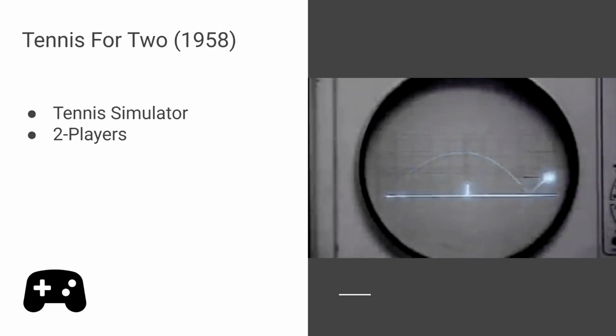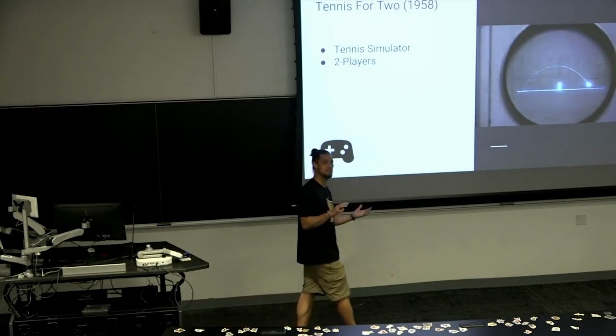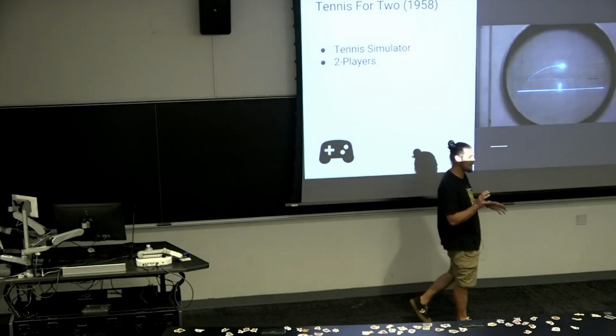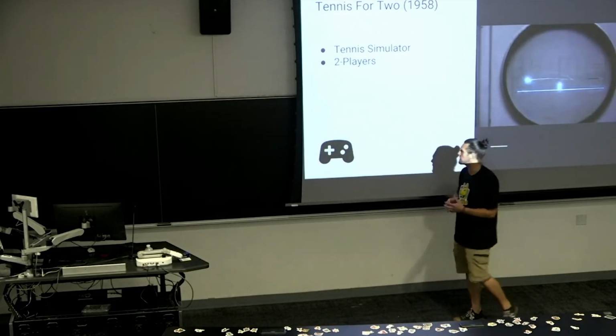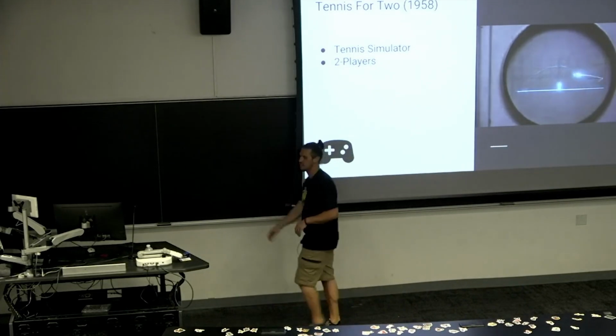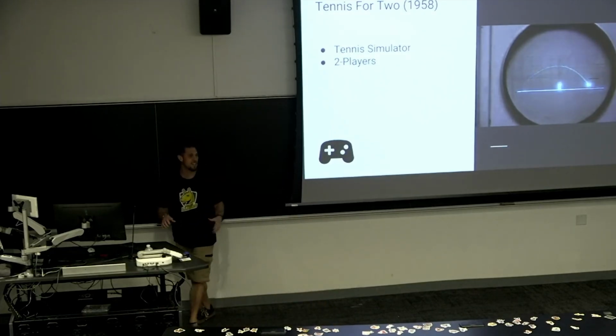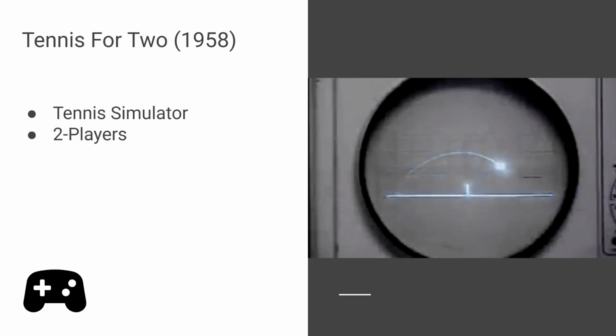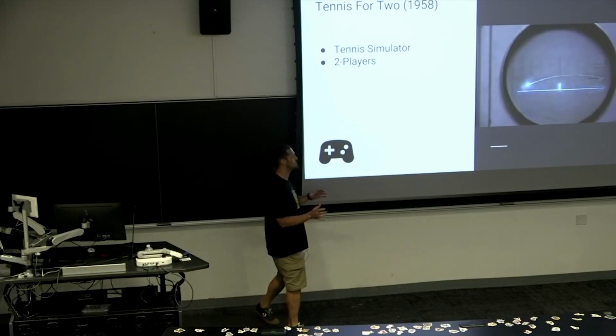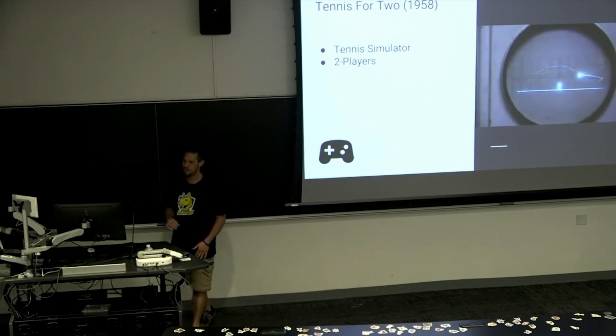Then we get to Tennis for Two, which is also sometimes considered the first video game, depending on your definition of video specifically. This is being run on an oscilloscope, which is the screen you're seeing it on. That's why some people will discount it as a video game. Some people use the way you interact to qualify or disqualify.